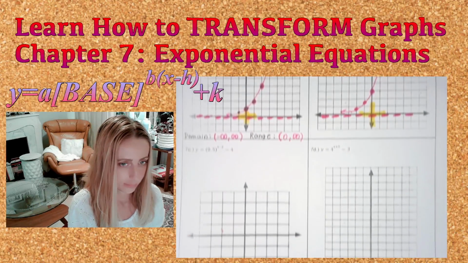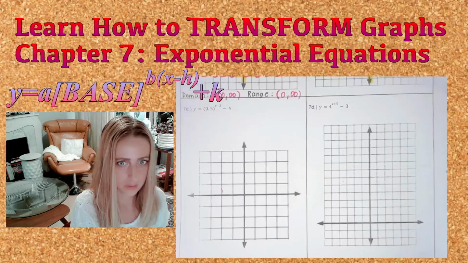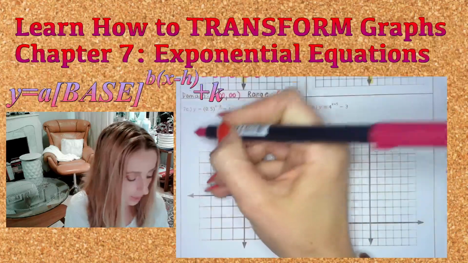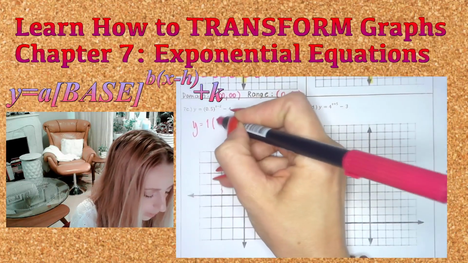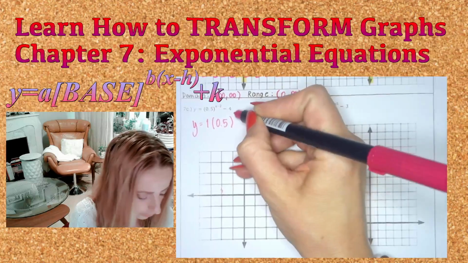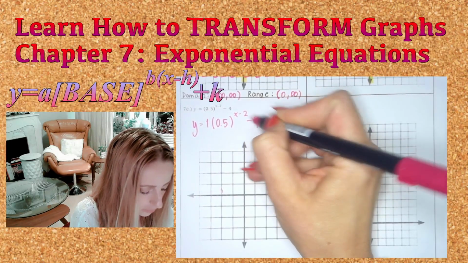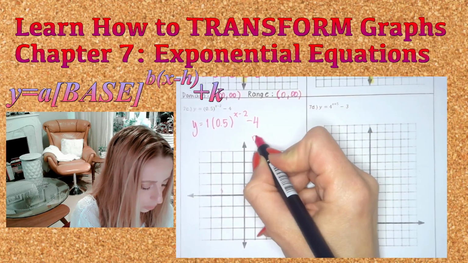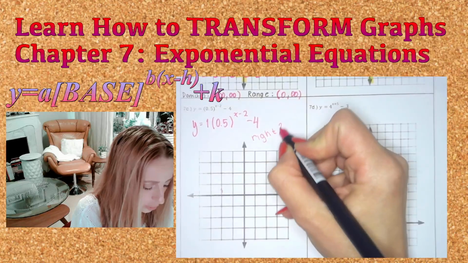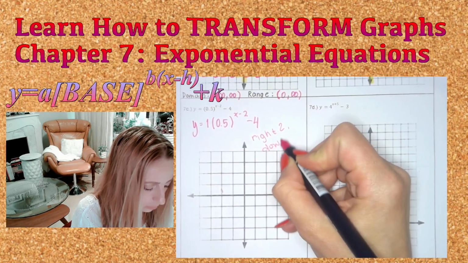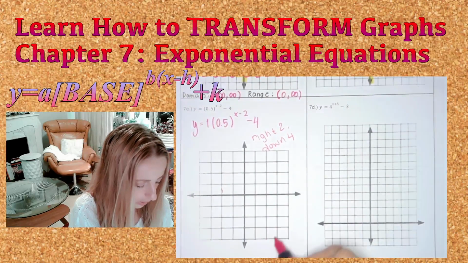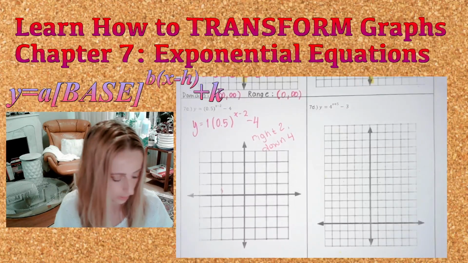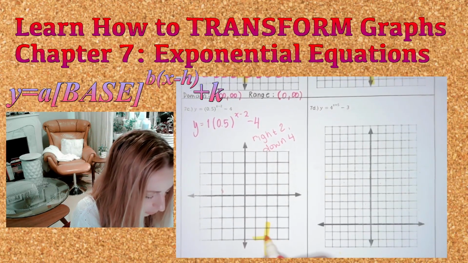Okay, 2 more examples. This one, 7C, my initial value is 1. There is that invisible 1 in front. Y equals 1 times 0.5, which is 1/2, to the X minus 2, minus 4. This is your H and your K. So we are going to go right 2 and down 4. Right 2, down 4. Now here's the problem. There's no dot there. Don't put your pen down there. Right 2, down 4 is my new origin.